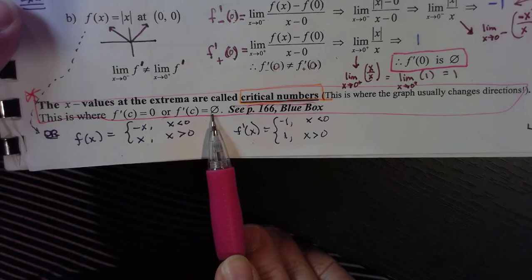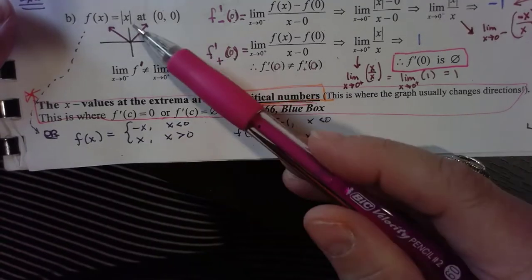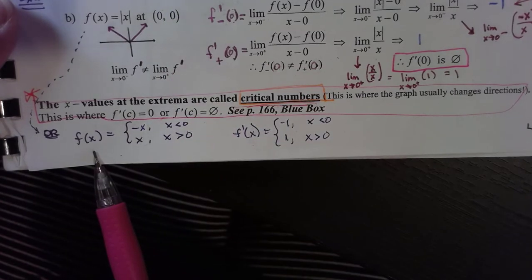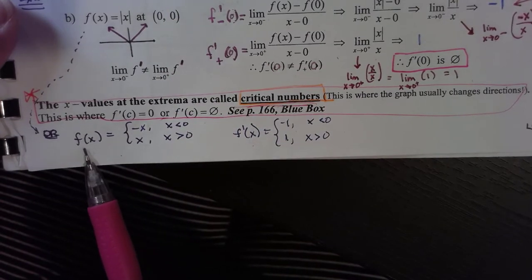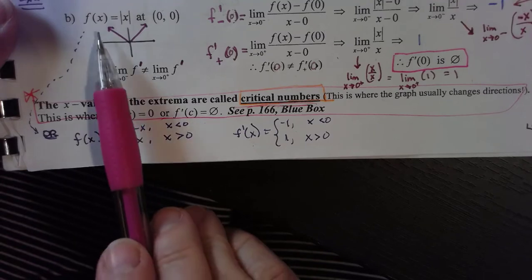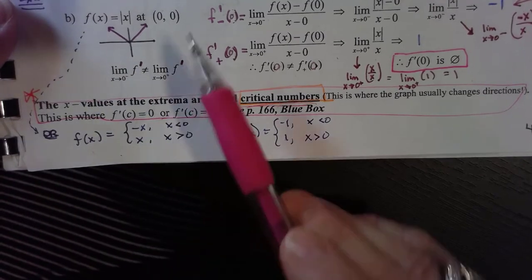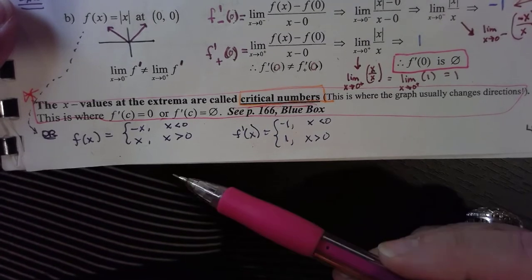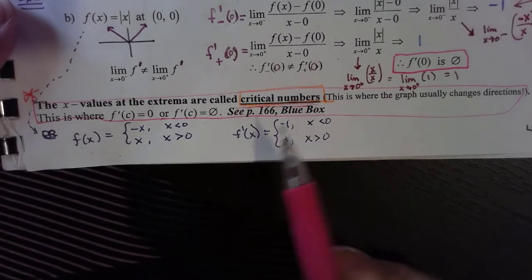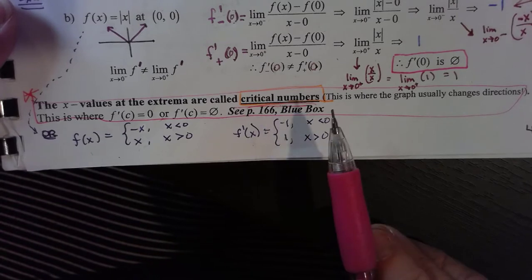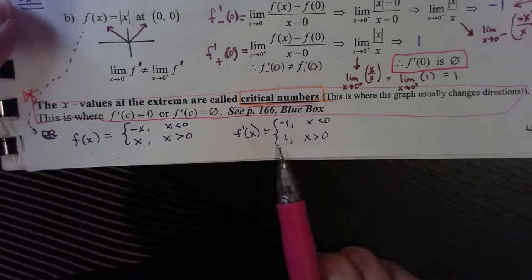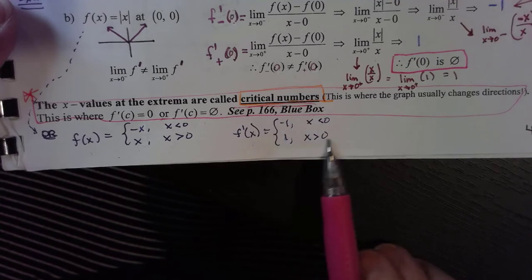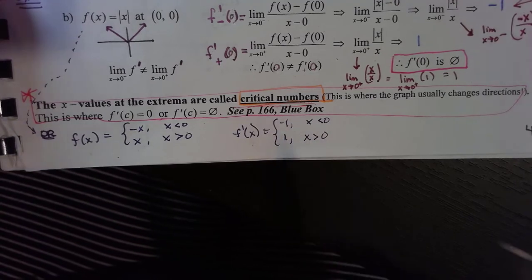So we'll notice up here, I could write this function in a piecewise way. So f of x is negative x for x less than 0 and positive x for x greater than 0, and it's actually equal to 0 when x is 0, but the derivative does not exist when x is 0. The derivative from the left is -1. The derivative from the right is 1. It says to see the blue box on page 166.